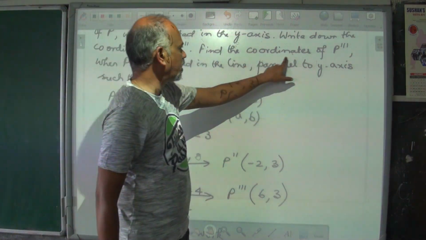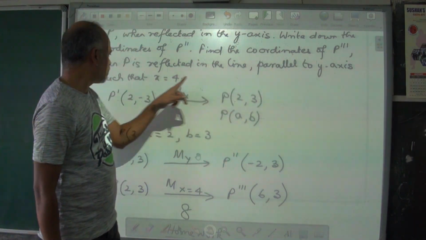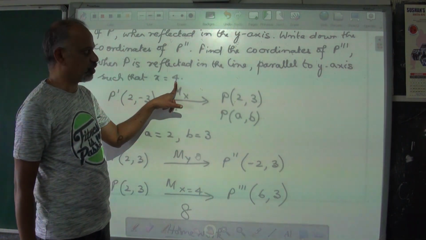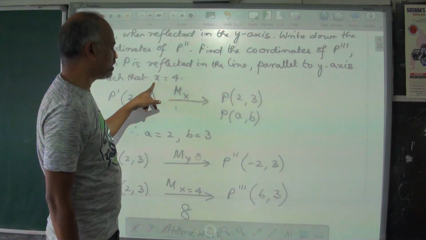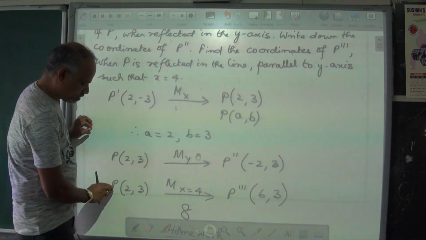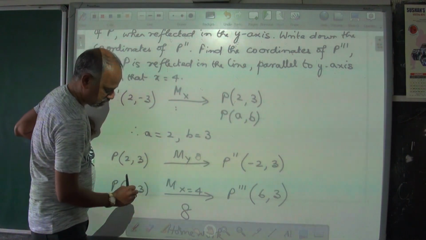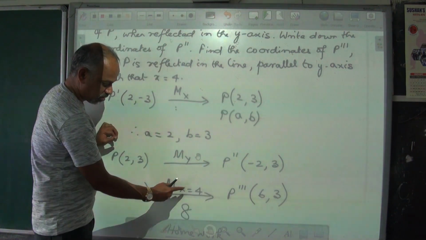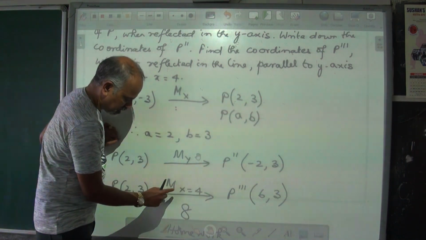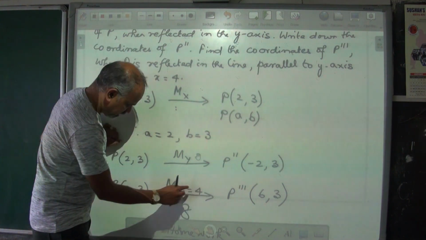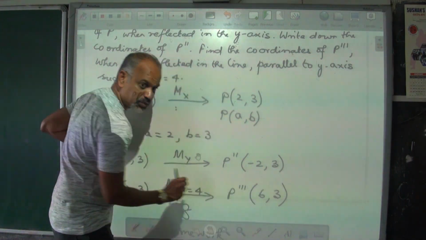Next, find the coordinates of P triple dash when P is reflected in the line parallel to the y-axis such that x is equal to 4. P is reflected and you get P triple dash, and this is done in the line x is equal to 4. So you start with P 2, 3, it is reflected in the line x is equal to 4. P becomes P triple dash. Now, this is not a normal reflection, not with the x-axis, y-axis or origin. Because it is reflected in x is equal to 4, the x coordinate is going to change, not the y coordinate. So the y coordinate remains the same, that's 3.